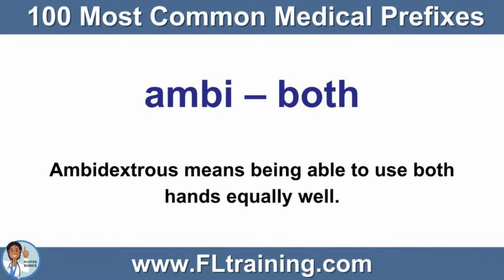Ambi means both. So when someone is ambidextrous, it means that they have the ability to use both hands equally well. So they're not right or left-handed. They are ambidextrous.